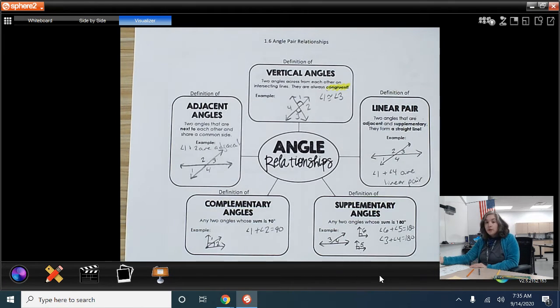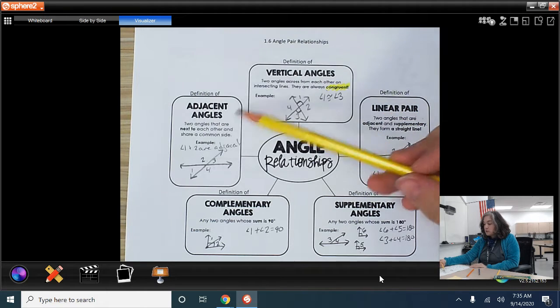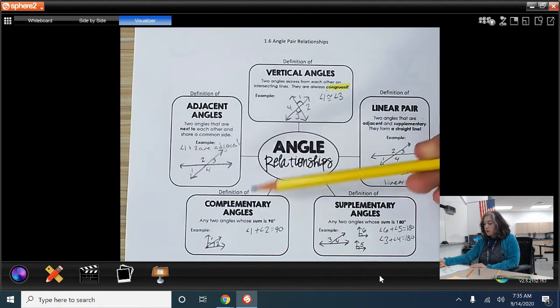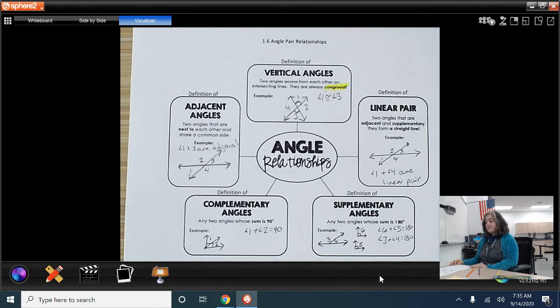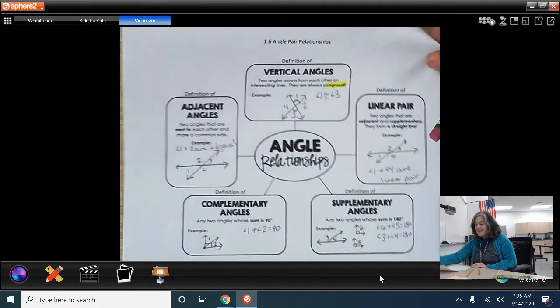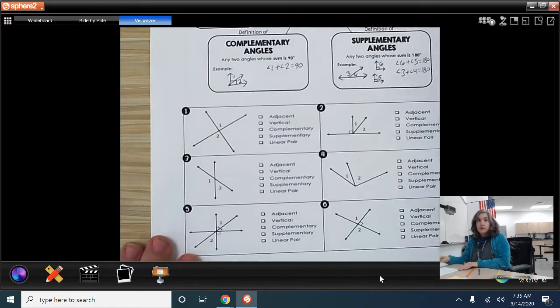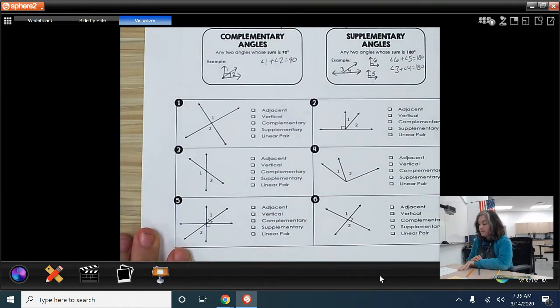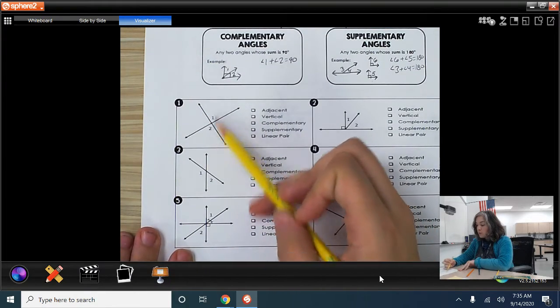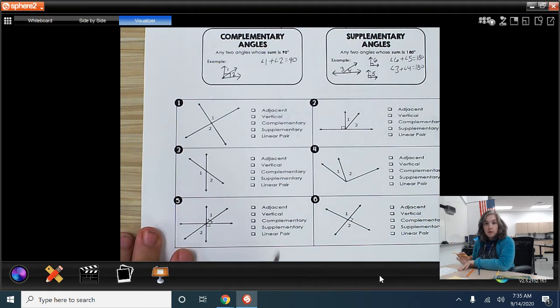So we have our angle relationships: vertical angles, adjacent angles, linear pairs, supplementary angles, and complementary angles. Now we're going to look at actually assigning these to angles. So we're going to take a look at 1, 3, and 5 here. Our first one, we have angles 1 and 2. We are just going to look at angles 1 and 2, and we're going to describe everything we can about them.